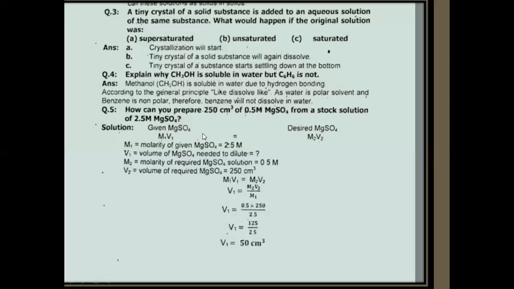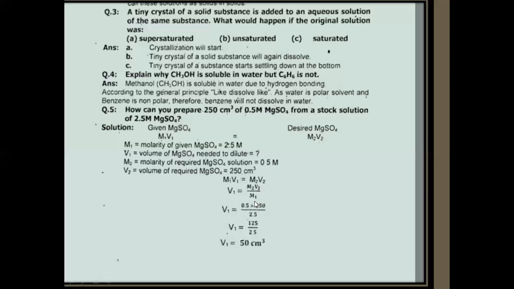Now let's see the data. We have to prepare 250 centimeter cube. So the required volume, V2, is 250 centimeter cube, and the required molarity is 0.5, so M2 is 0.5 molar. Stock solution molarity, or M1, is 2.5 molar, and V1 we have to find out. So V1 is equal to M2V2 over M1.